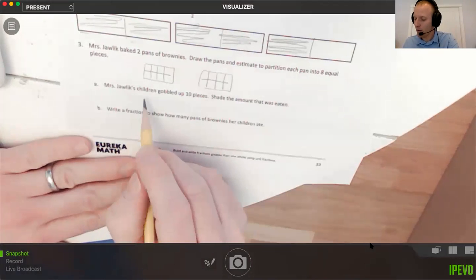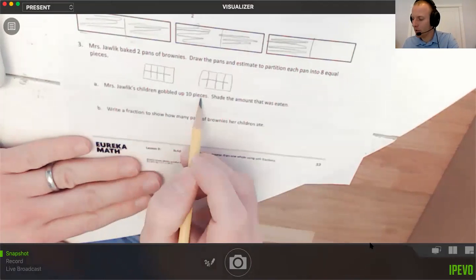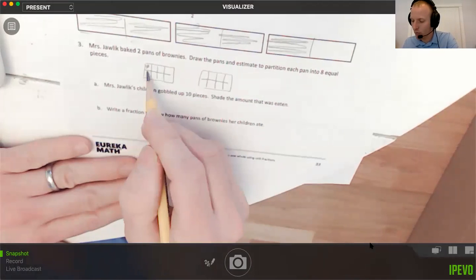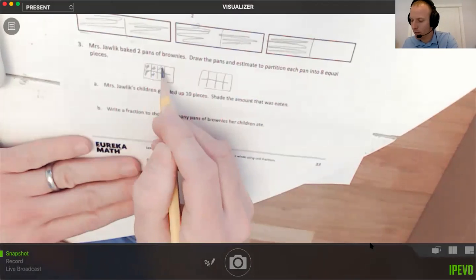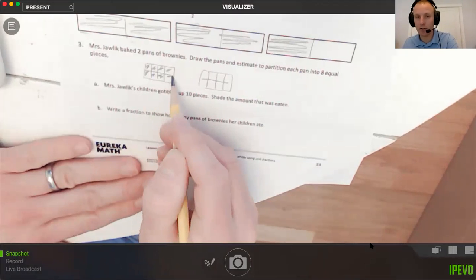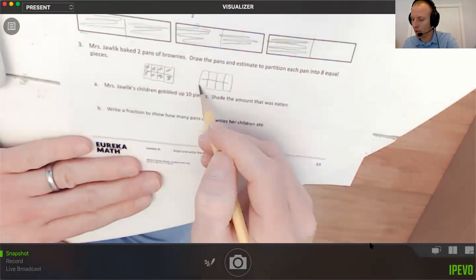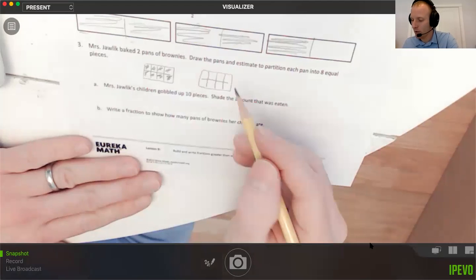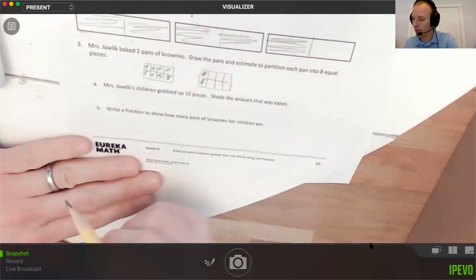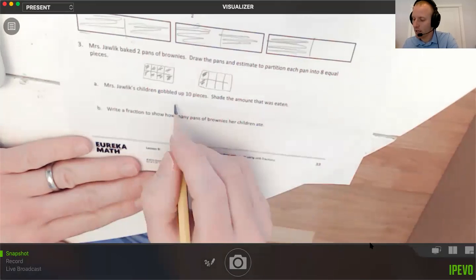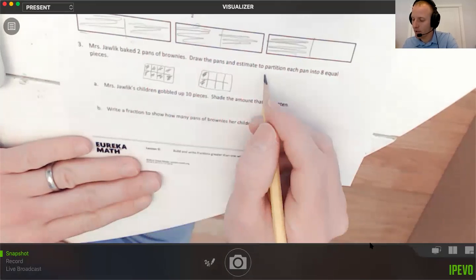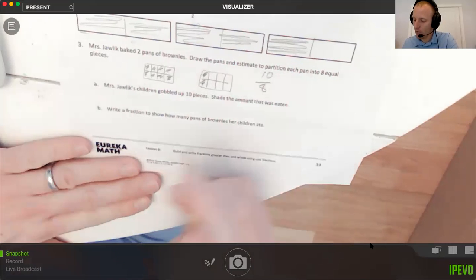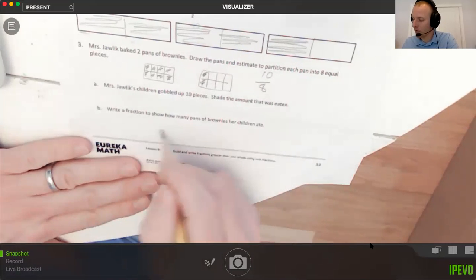Okay. Her children gobbled up 10 pieces. Shade the amount that was eaten. Okay. They ate 1, 2, 3, 4, 5, 6, 7, 8. And then we have to go to our second pan because we can't fill in any more over here. All the kids have eaten all those. 9, 10. They ate 10/8 of the brownies.